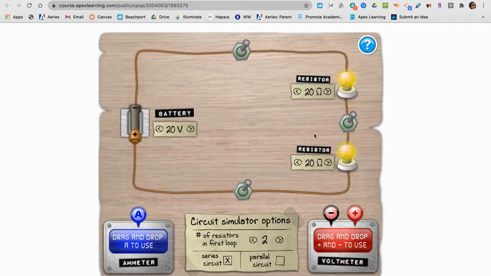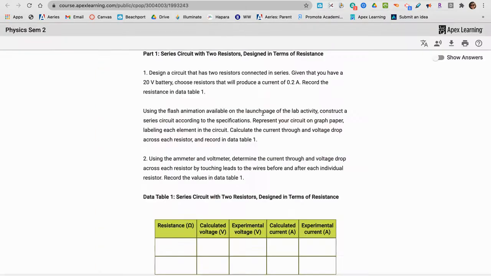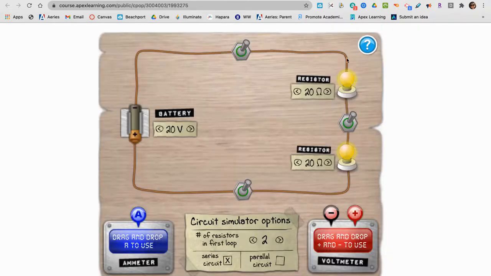And let's say we leave these at 20, right? If I measure the current, it's 0.5 amps, okay? But in my lab, it says I need it to be 0.2 amps. So you're going to need to change the resistances so that you can get the current to be 0.2 amps.